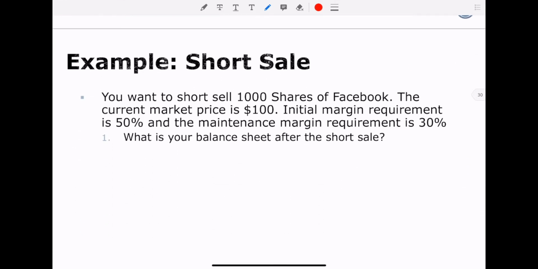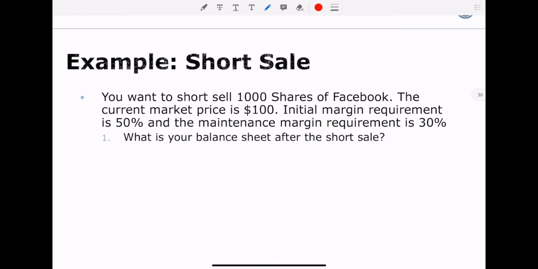Okay, now let's solve this example. So let's say you want to do a short sale. In this case, you want to short sell 1,000 shares of Facebook. The current market price is $100. And again, we have the same initial margin requirement of 50% and the maintenance margin requirement of 30%. So the first question is, what is your balance sheet after the short sale?